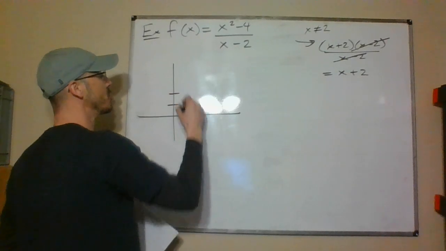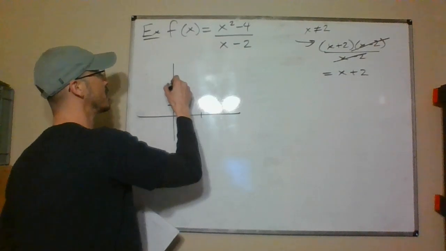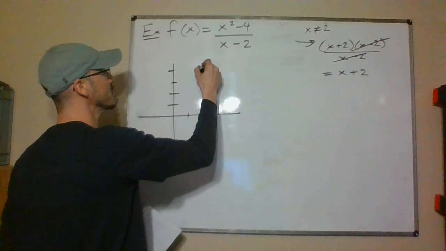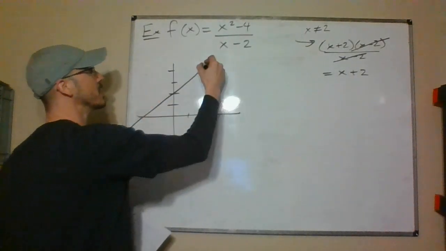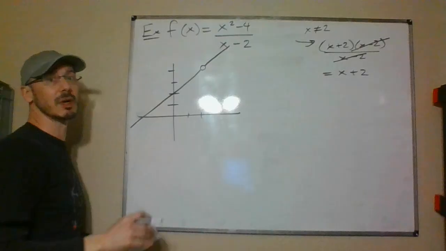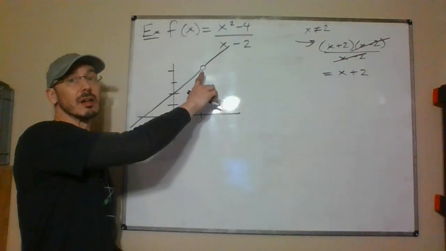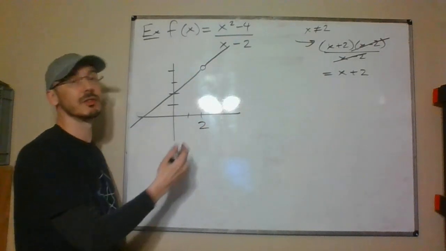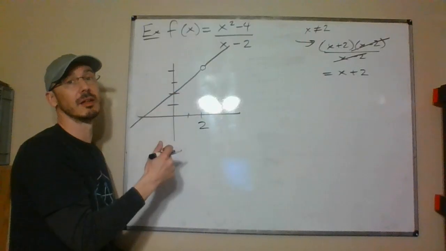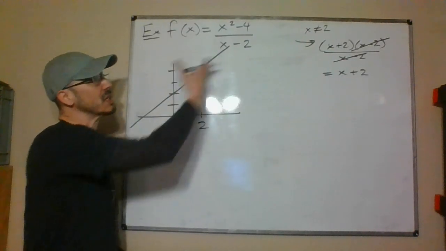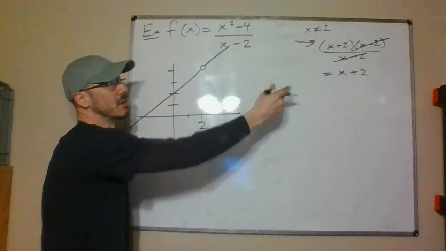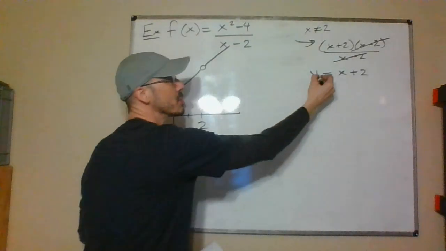It's got a slope of 1. And here's the problem right here. So the line goes up that way, and the line keeps going that way. It's fine. But right here is the x value of 2 that I can't use in my function. It's not in the domain. The rest of the function just looks like the line y equals x plus 2.